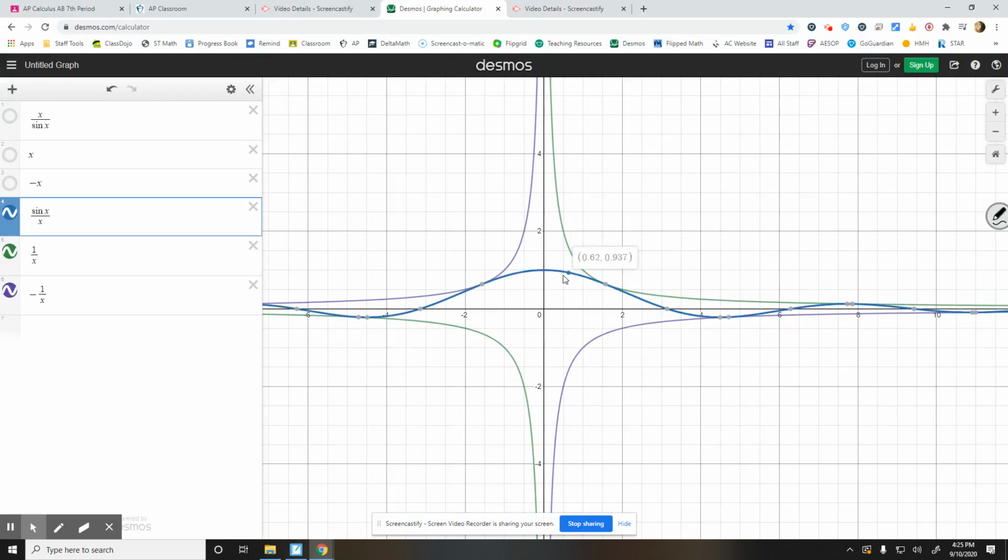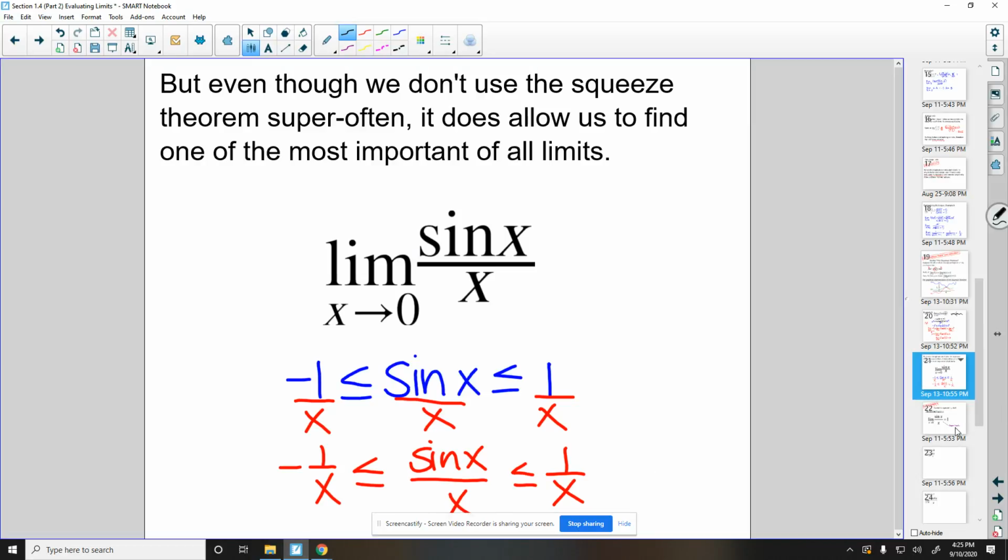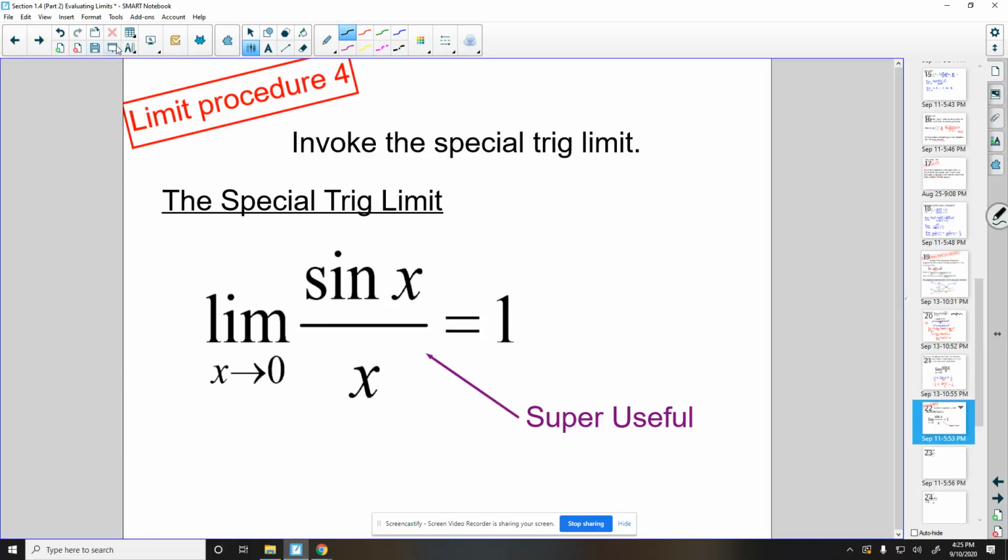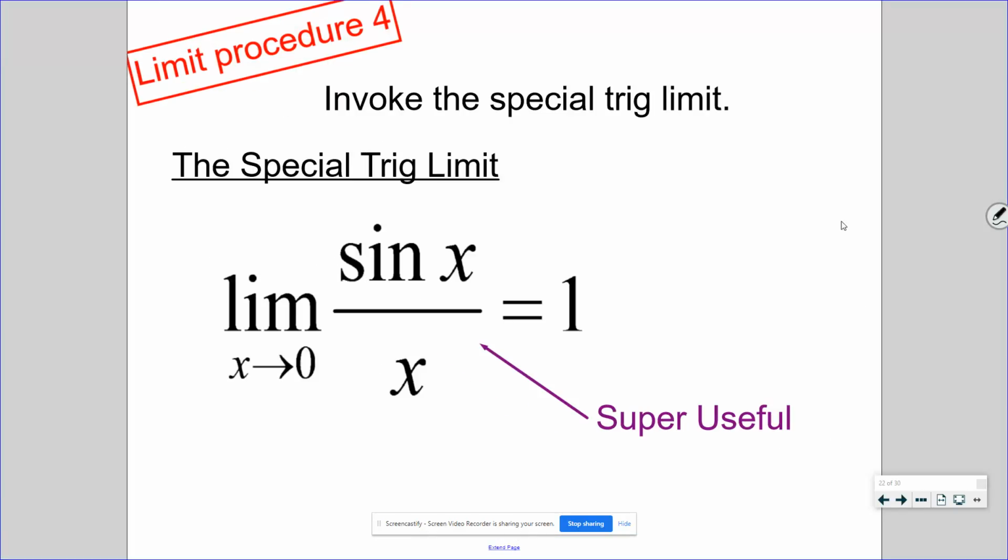So we can use the squeeze theorem to find that this limit is undefined at that point, but the limit is approaching the value of 1, okay? So that's going to lead us to our next special trig limit, which we're calling limit procedure 4. This is probably one of the more challenging skills to figure out because it involves a lot of trig and algebra at the same time. So just in general, we're going to take this as a true statement always, okay? The limit of sine x over x as x approaches 0 will always equal 1.